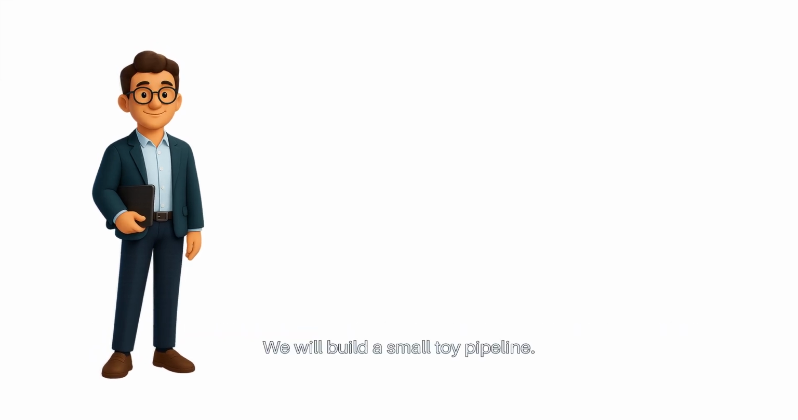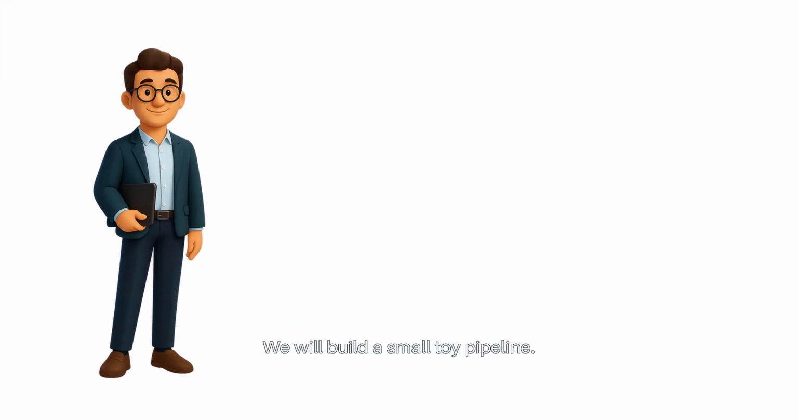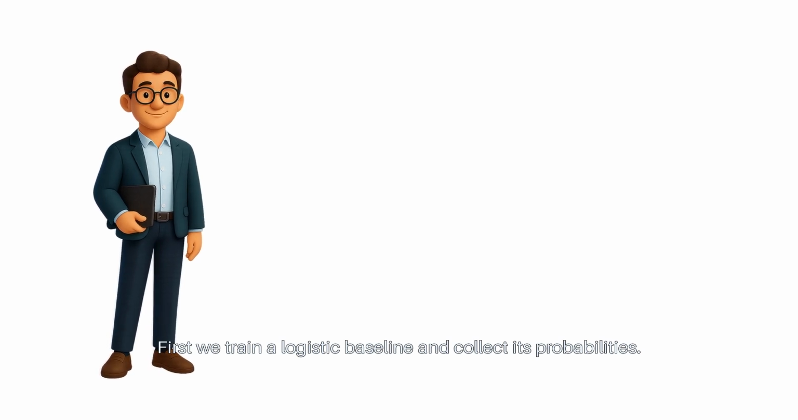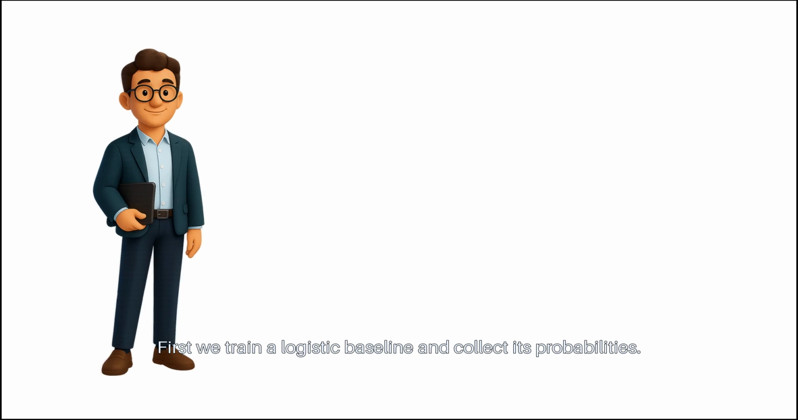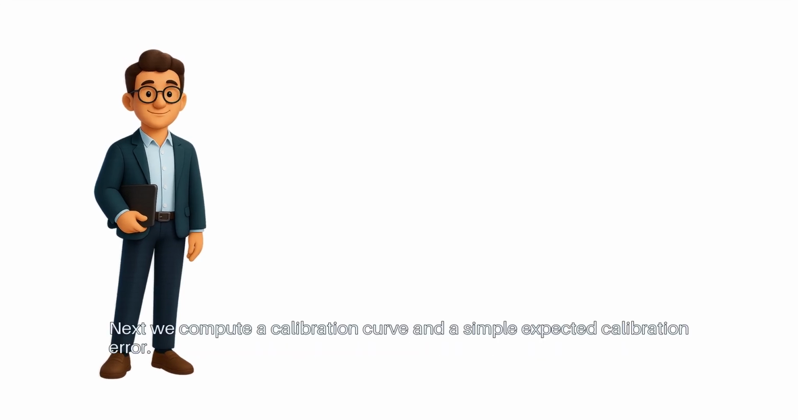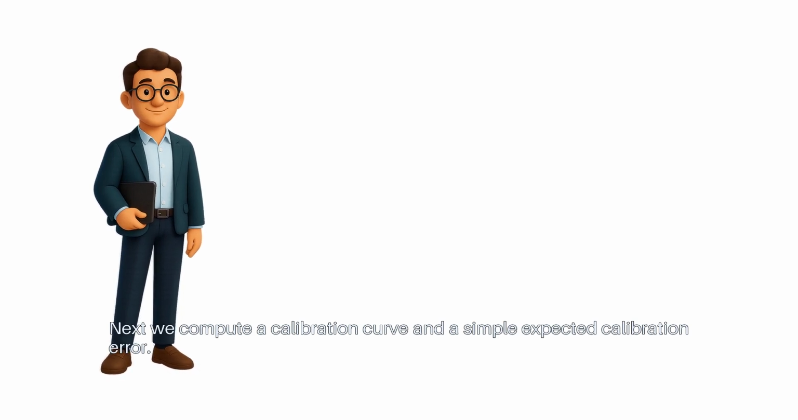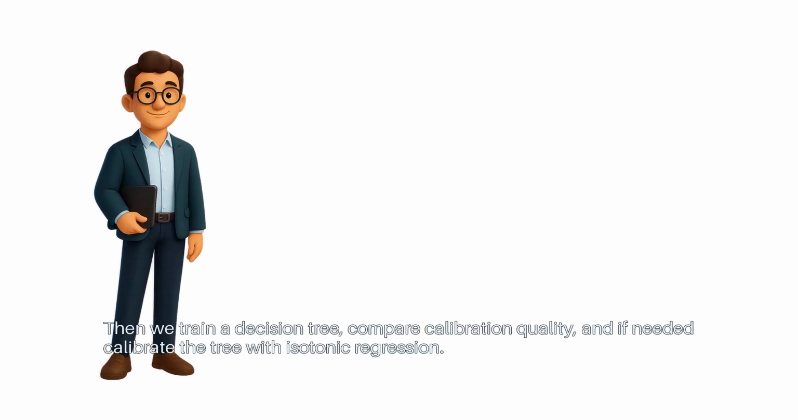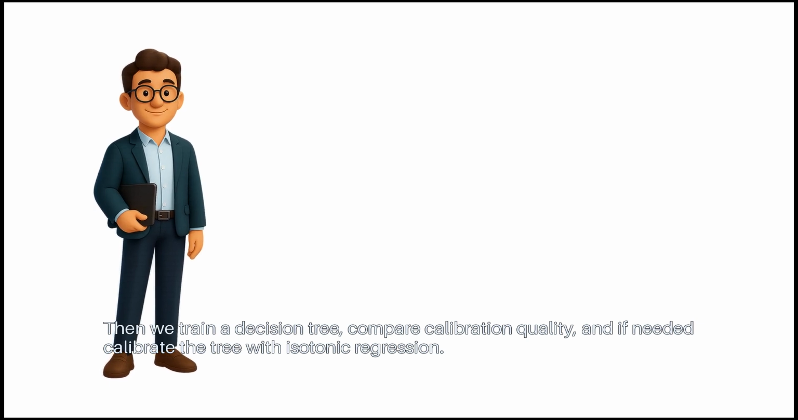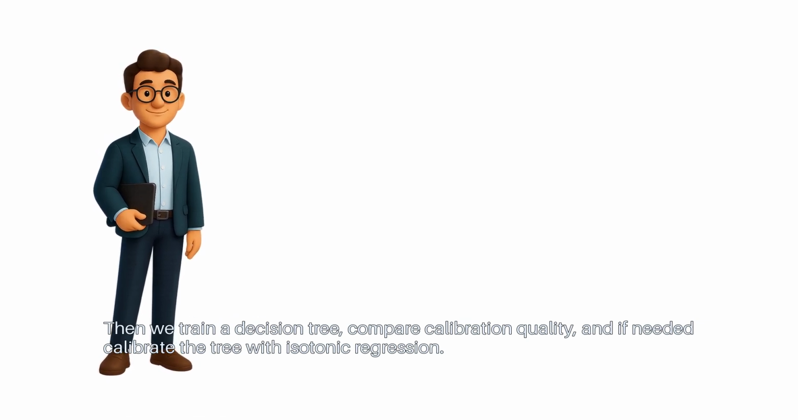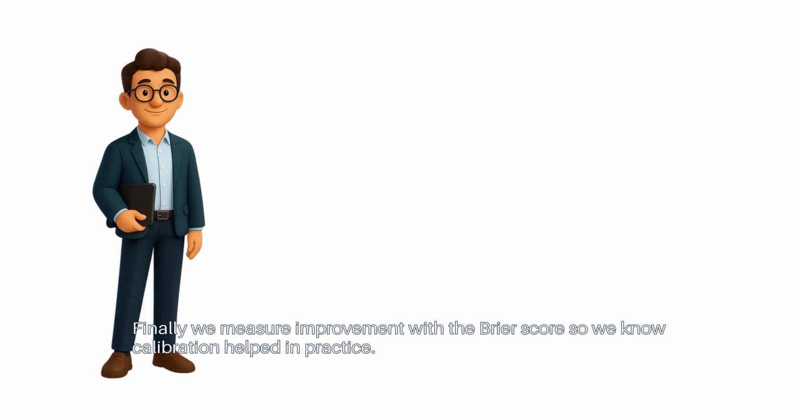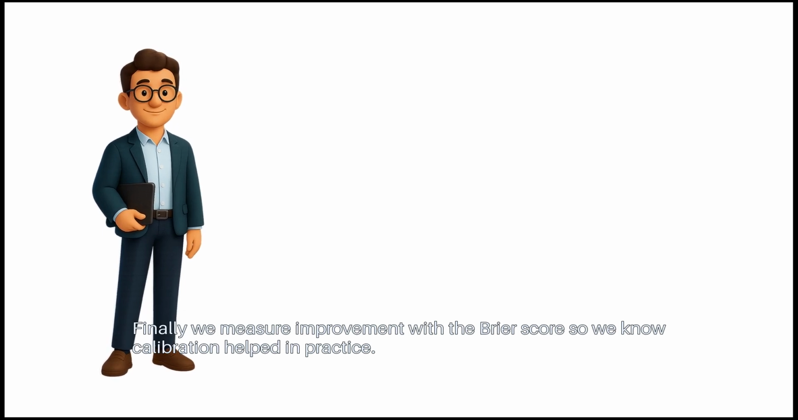We will build a small toy pipeline. First, we train a logistic baseline and collect its probabilities. Next, we compute a calibration curve and a simple expected calibration error. Then we train a decision tree, compare calibration quality, and if needed, calibrate the tree with isotonic regression. Finally, we measure improvement with the Brier score, so we know calibration helped in practice.